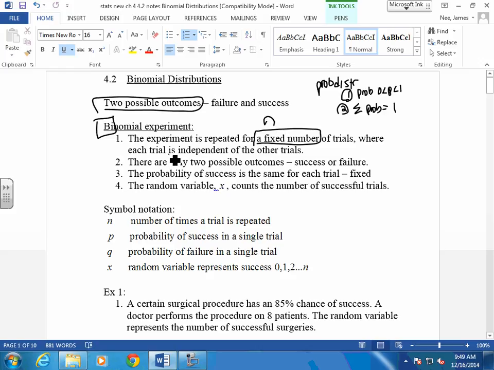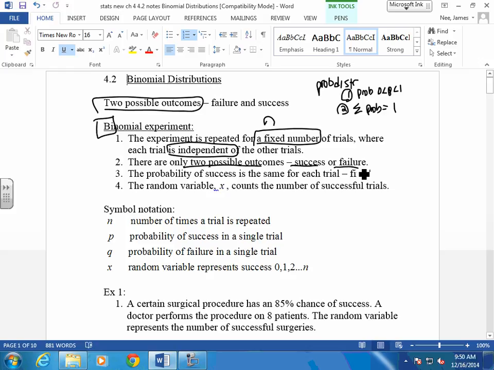And each trial has to be independent. It cannot have any bearing or influence on any of the other trials. They have to be independent of each other. There can only be 2 possible outcomes, and we label them as a success or a failure.